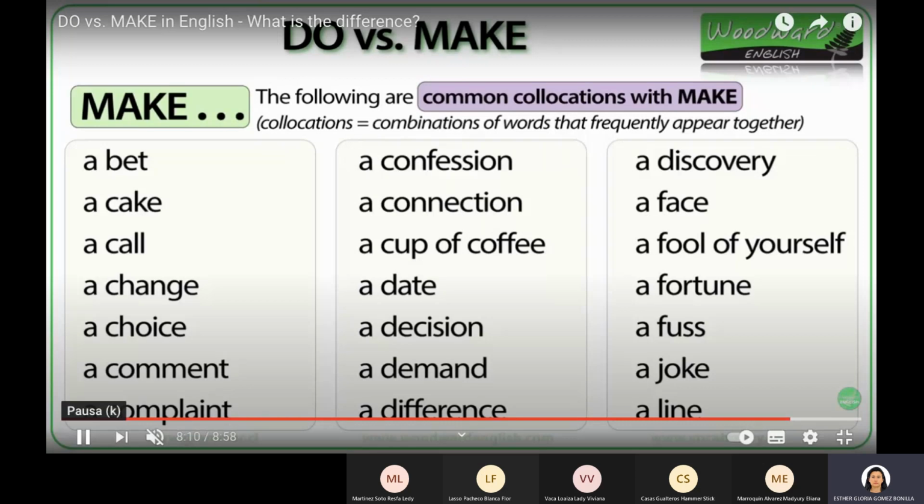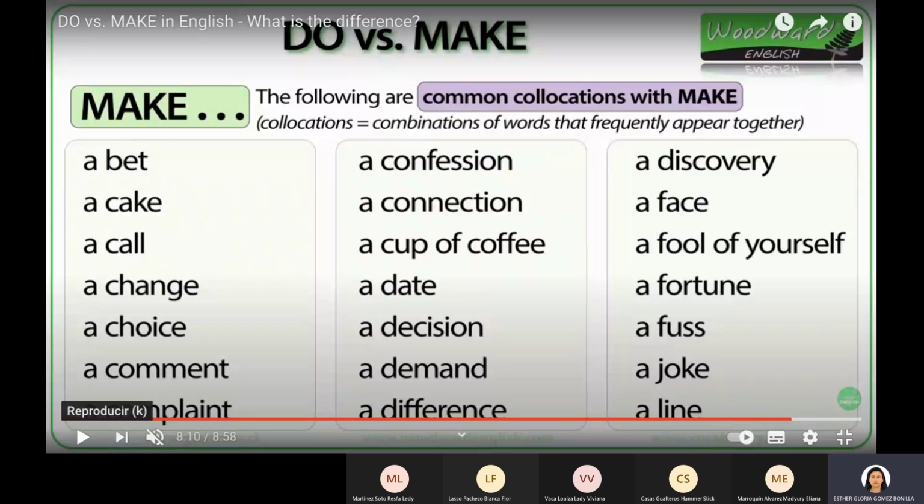Make a bed. Make a cake. Make a call, para hacer una llamada. Make a change. Make a choice. Make a comment. Make a complaint. Make a confession. Make a connection. Make a cup of coffee. Make a cup of tea. Make a cup of chocolate.